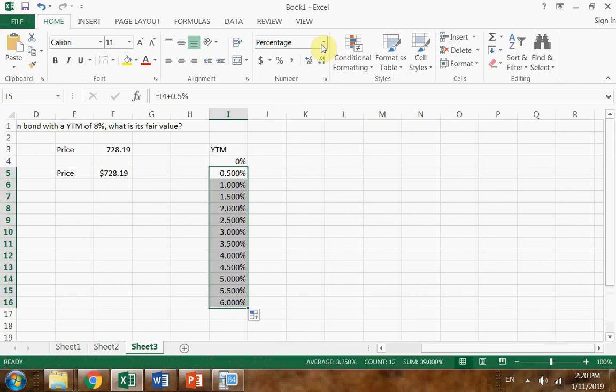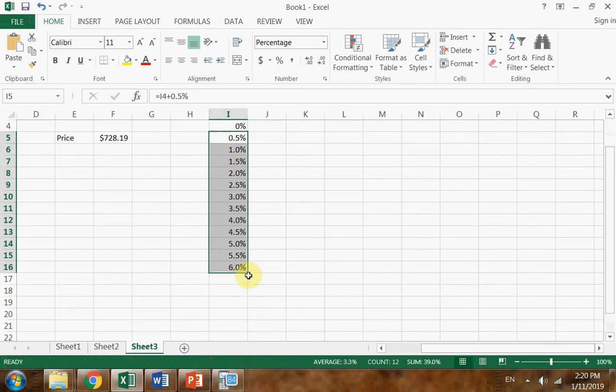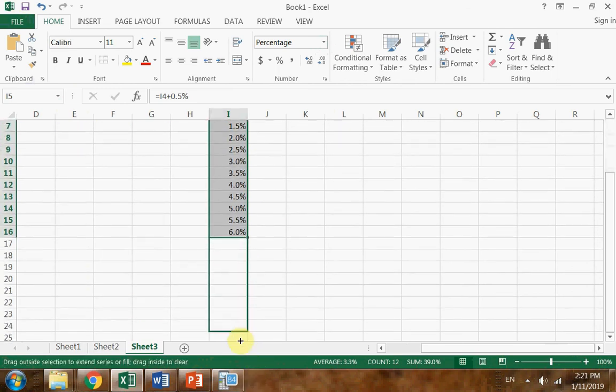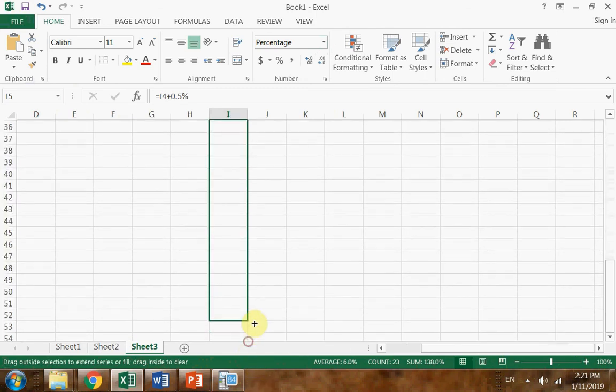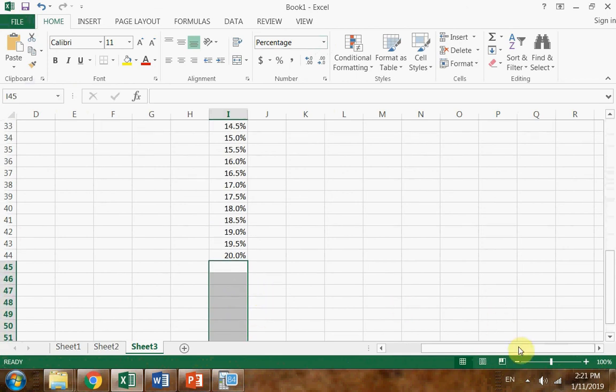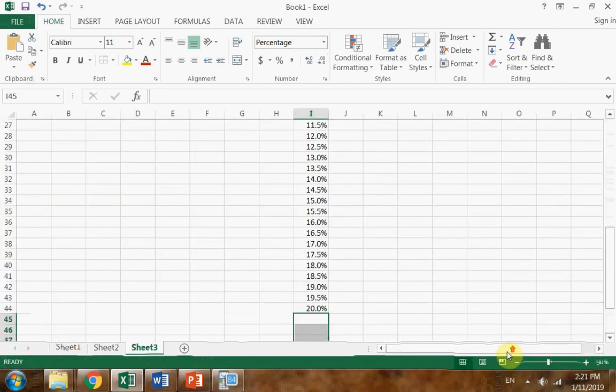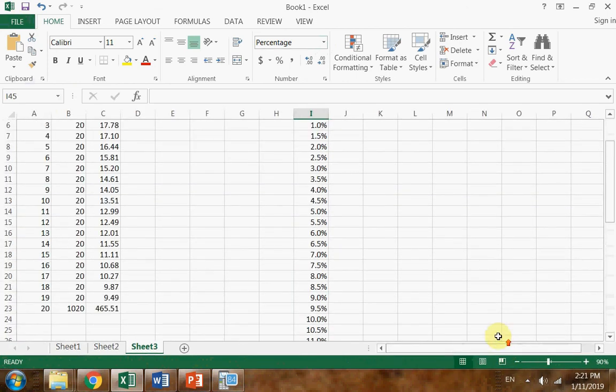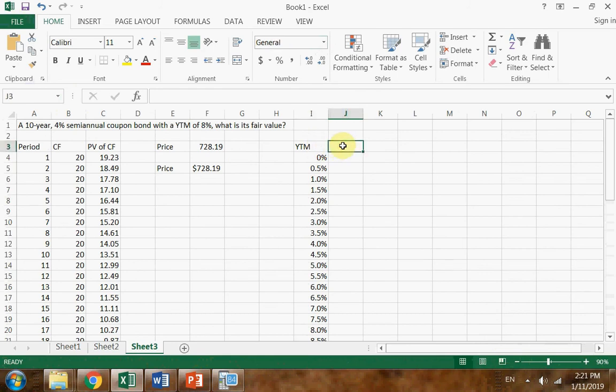Okay, as you can see, my yield to maturity is simulated like this, from 0% increasing by 0.5% all the way, and I want to end at, let's say, 20%. Okay, end at 20%. If a bond has a yield to maturity that is over 20%, this is definitely a junk bond. That's not worth our time analyzing. So that's my yield to maturity, and I want to get the price for the bond.